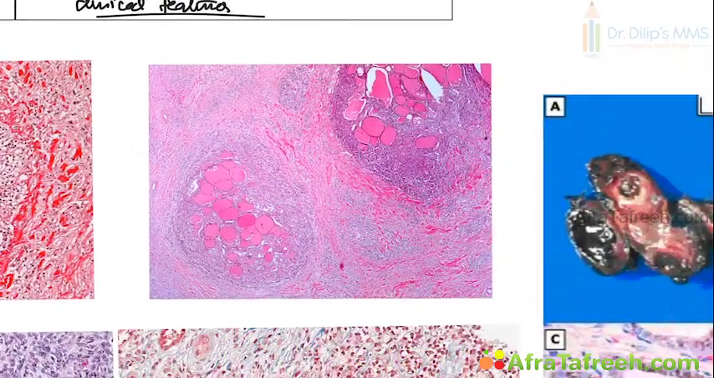And this is an example of Riedel thyroiditis where you can see follicles. These are the follicles, but they are very small and compressed, and you can see a lot of dilated blood vessels. Again, because of compression, they become dilated, and you can see dense bands of fibrosis everywhere. So this is a characteristic feature of Riedel thyroiditis once again.